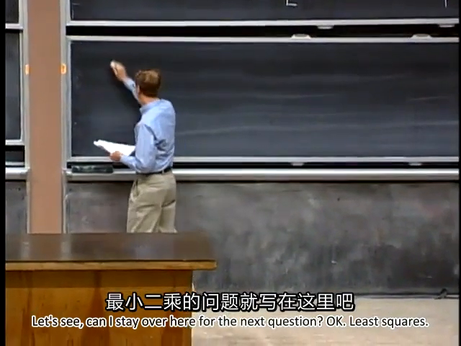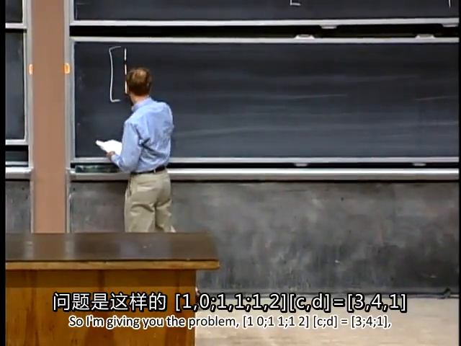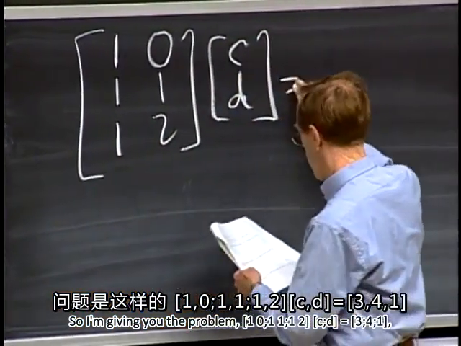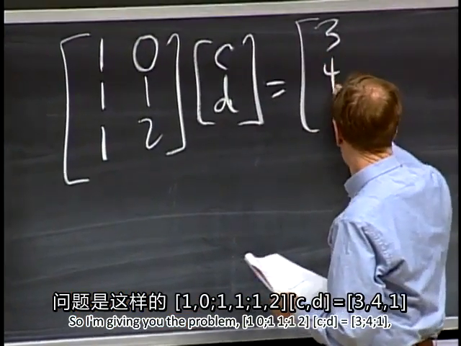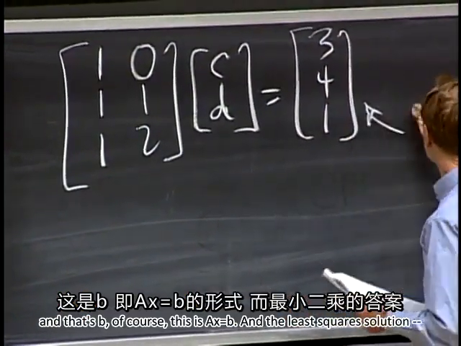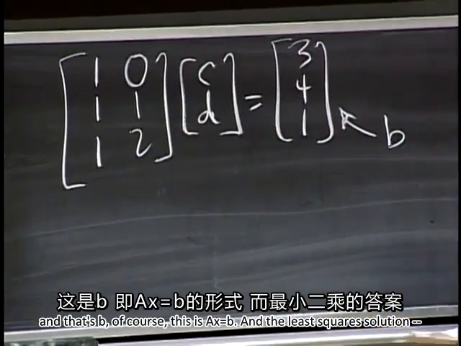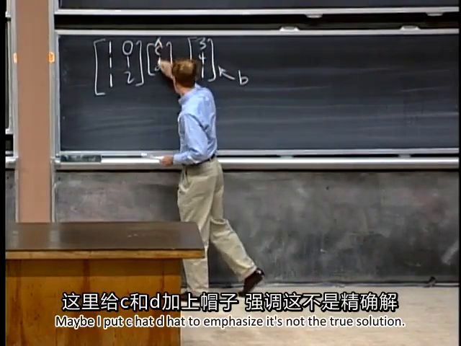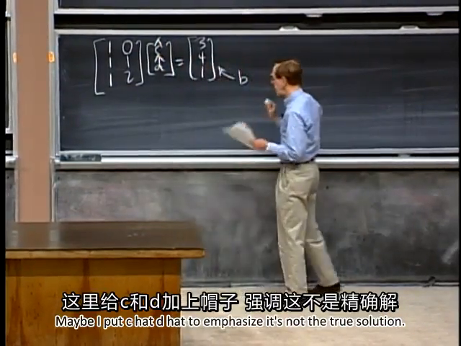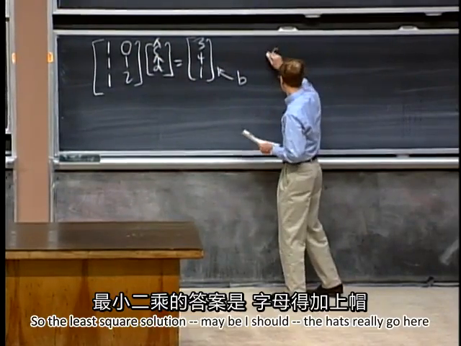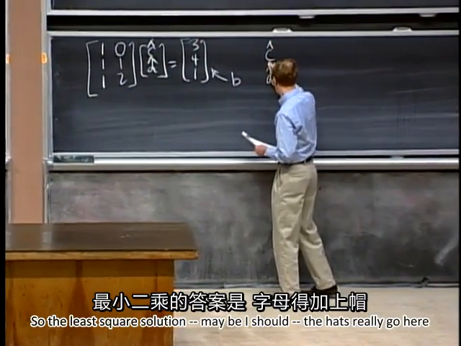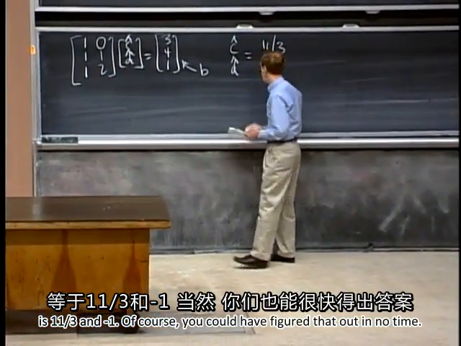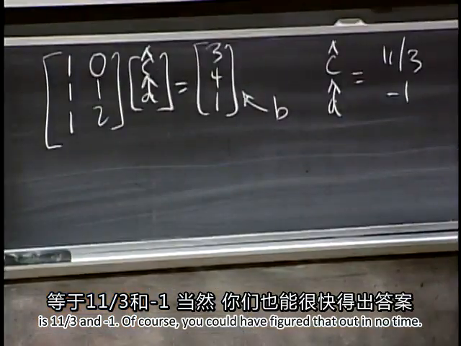Okay. Least squares. So I'm giving you the problem. The matrix with rows 1, 1; 1, 0; 1, 2, times C, D equals 3, 4, 1. And that's B, of course. This is A x equal B. And the least squares solution, so may I put C hat, D hat to emphasize it's not the true solution, is 11/3 and minus 1. Of course, you could have figured that out in no time.